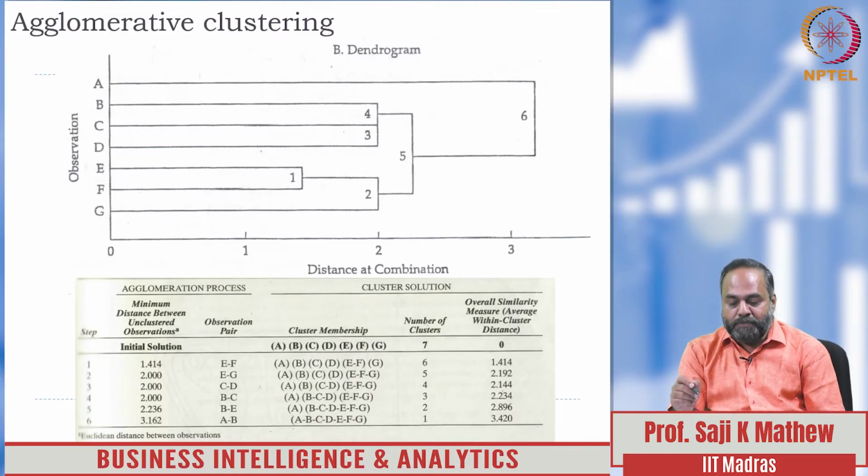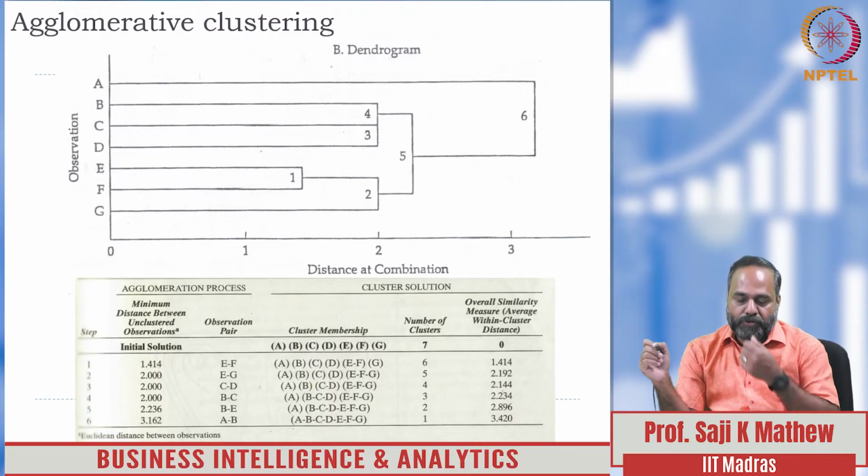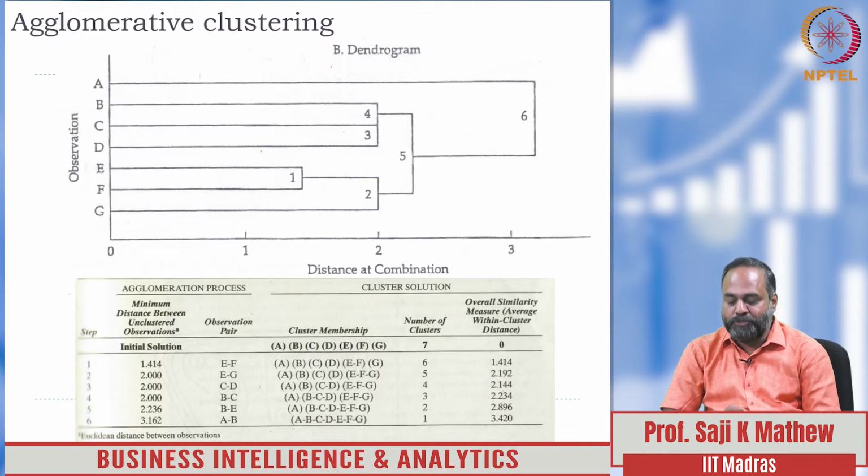So in this particular exercise, what is being done is, on the x axis you have the distance, and the y axis consists of the objects. A to G, these are the objects, and the x axis holds the values of the distances. And what are we doing here? The screenshot, or the data in the form of a table captured below the dendrogram, shows you the procedure that is being followed in building the dendrogram.